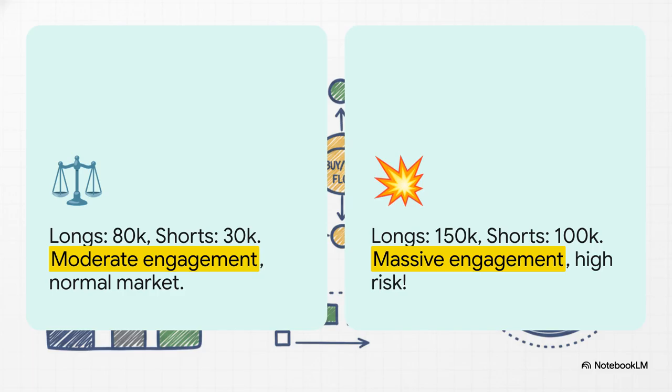Scenario A is just your normal market, moderate engagement. But scenario B, that is massive engagement. Any directional move there is going to force enormous, violent repositioning. The net is identical, but the actual risk, it's literally worlds apart.